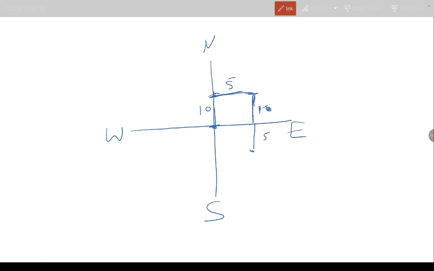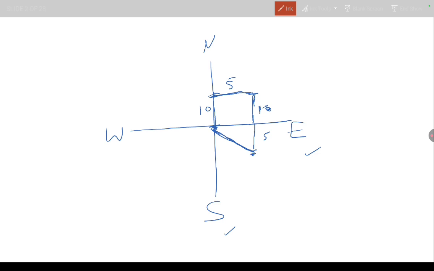Now they can ask you two types of question. First of all, in which direction he is right now. So he is standing here. According to this graph, he is actually in the southeast. In the second question, they can ask you how far he is from his starting point. It was his starting point. You have to take a diagonal value because it's the shortest distance.